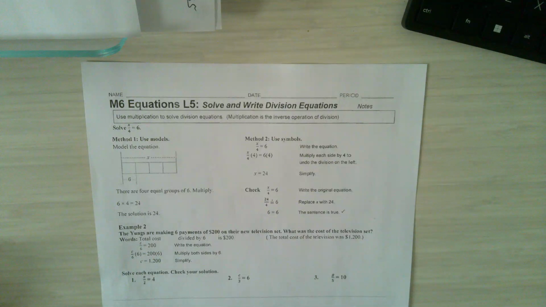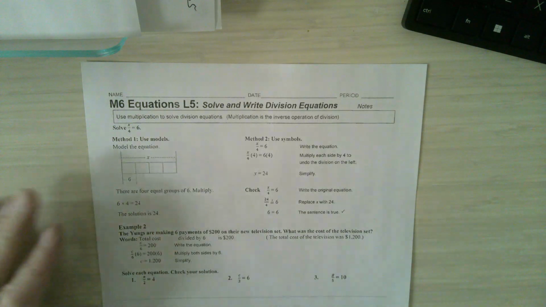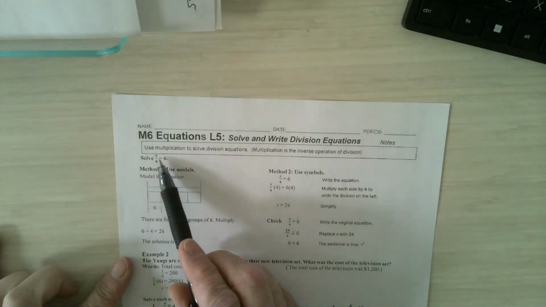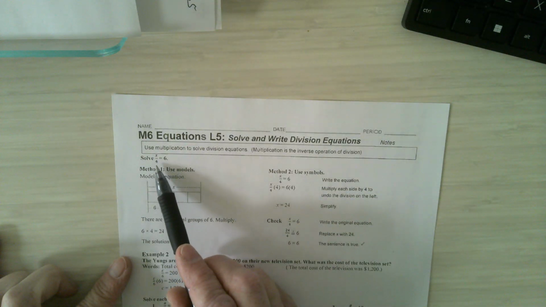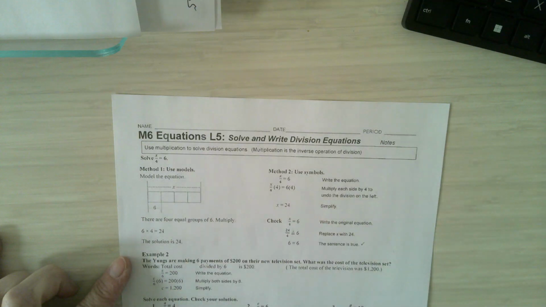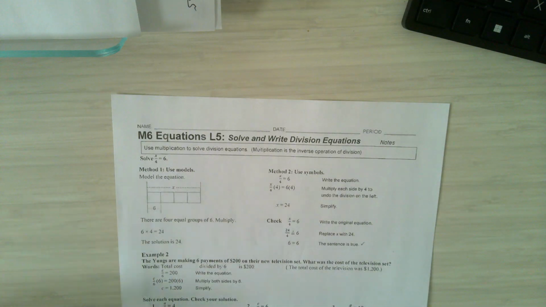Use multiplication to show division equations. Multiplication is the inverse operation of division. Here we have an example. This says x divided by 4 equals 6. Here is the model method.